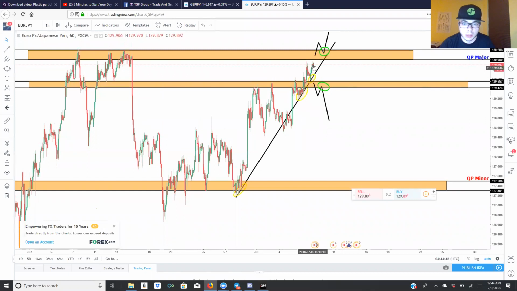So I want to see a break of this trend line. Okay, so technically we can do it up here. I want to see a break of the trend line, but I also want to see a retest below here for newfound resistance, right? This would be the support, but if it breaks through: resistance, retest, drop.